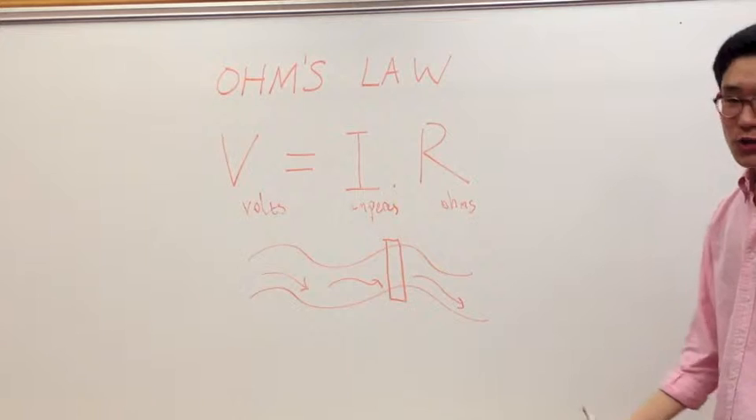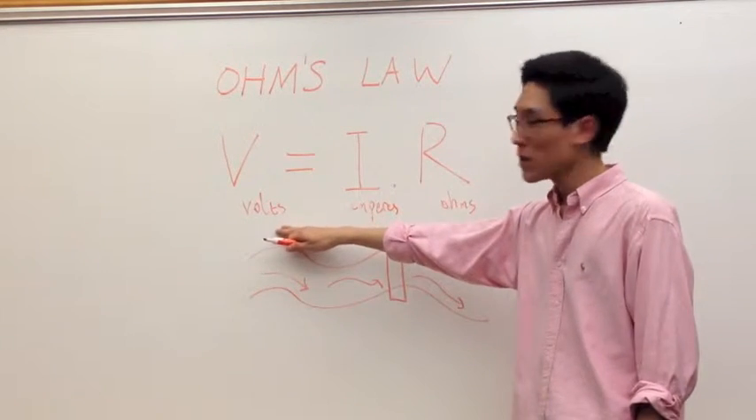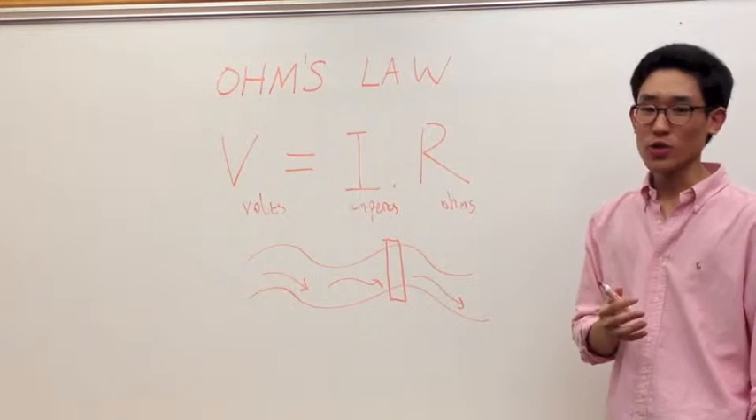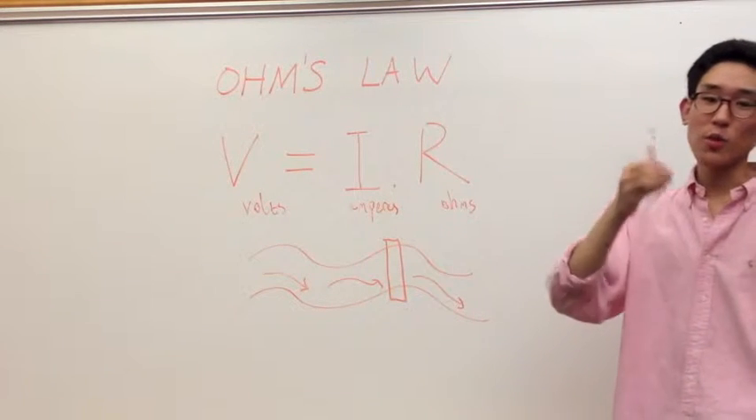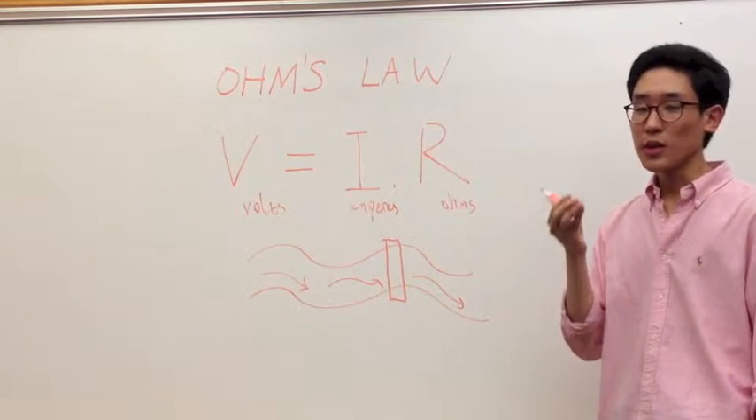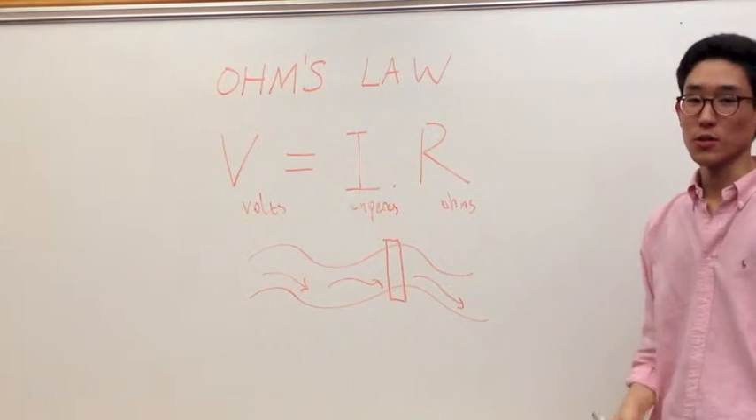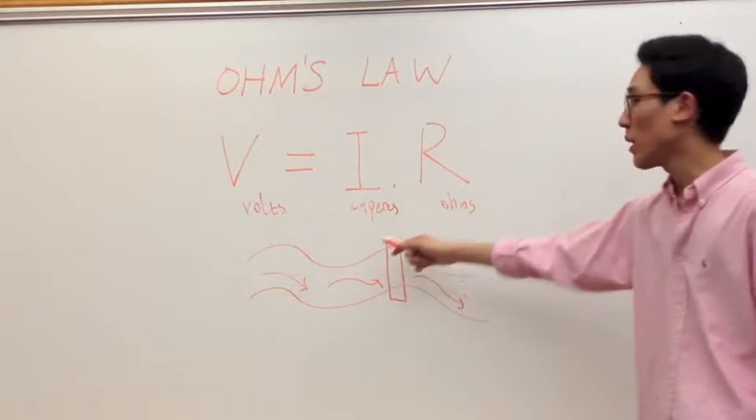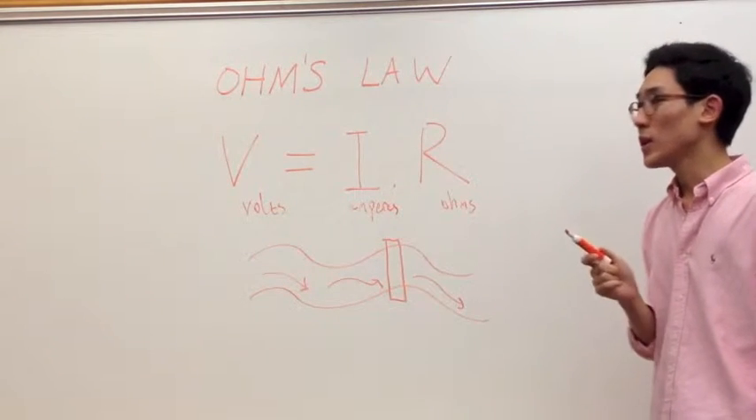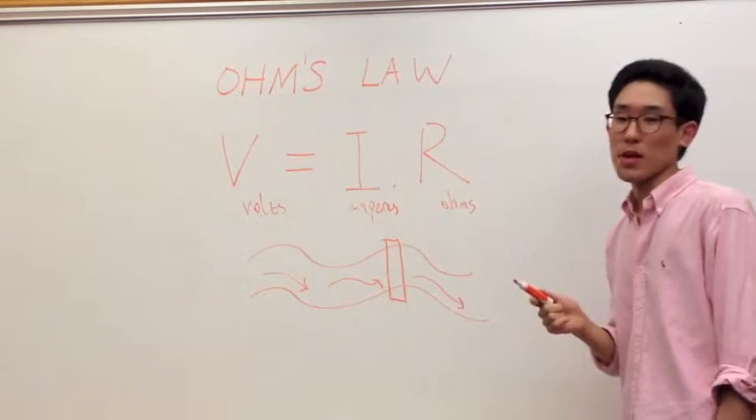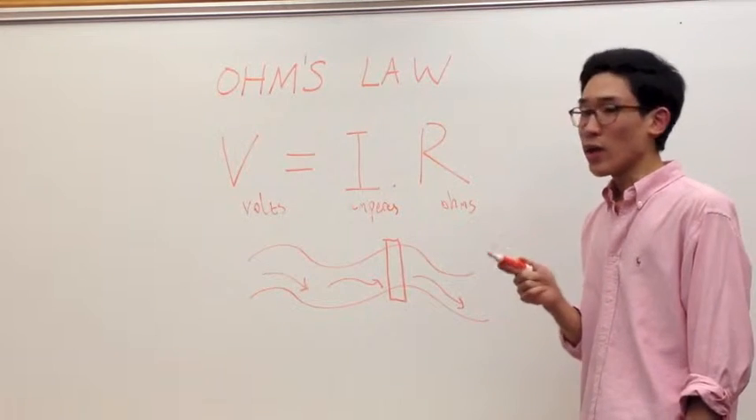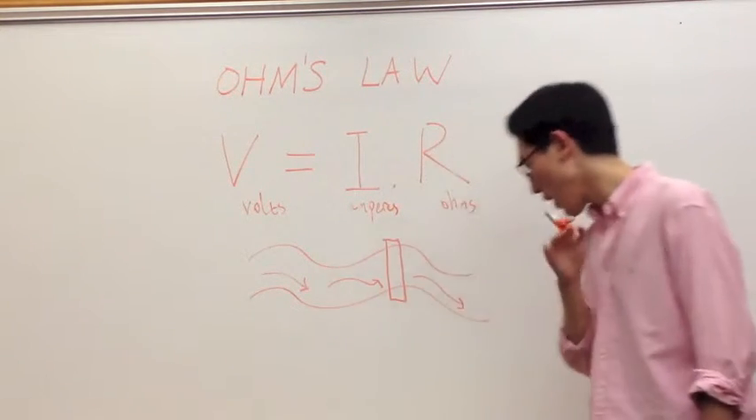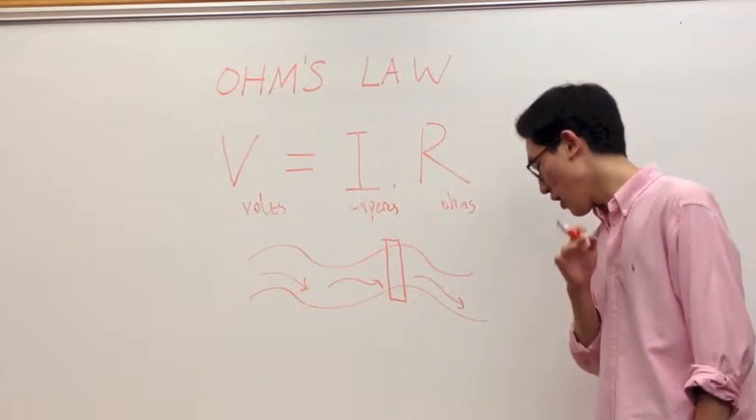V is voltage, and it's measured in volts, and it's simply energy over charge, meaning it's the energy required to move a positive charge from a negative potential to a positive potential. I is current, and it's measured in amperes, and current is charge over time, meaning it's the rate of flow of electric charge past a point.